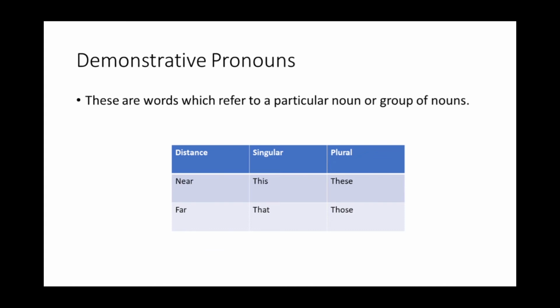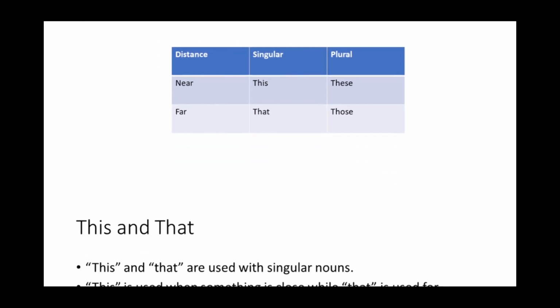Demonstrative pronouns. These are words which refer to a particular noun or group of nouns. To refer to something near and singular, we use this. To refer to something far and singular, we use that. To refer to things near and plural, we use these. To refer to things far and plural, we use those.